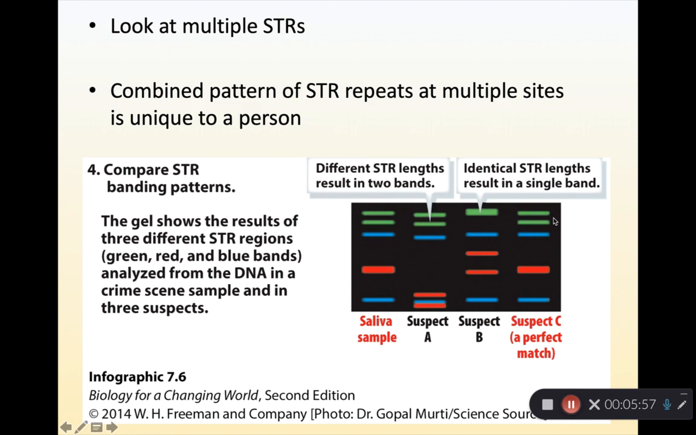And we can see that suspect C is a perfect match because of this unique banding pattern that, again, has to do with the varying lengths of segments of these short tandem repeats. And this allows us to basically exploit DNA replication to understand the genetic profiles of an individual.